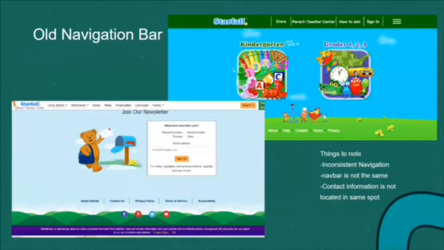The old navigation system was not consistent. The navbar on some pages would disappear altogether. The contact information is in the middle of the page on the original homepage, but on the bottom of the page on the parent-teacher page. Because the navbar and footer was not consistent, it was difficult to find important information on the page.